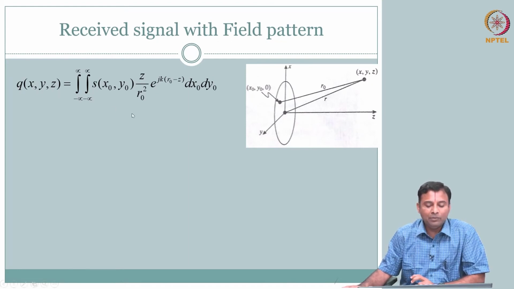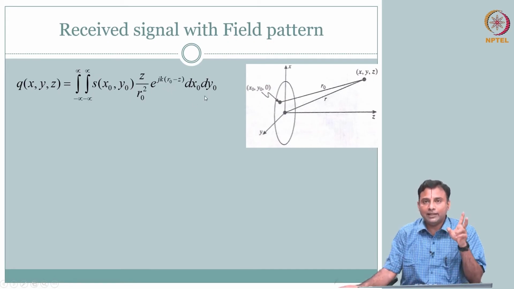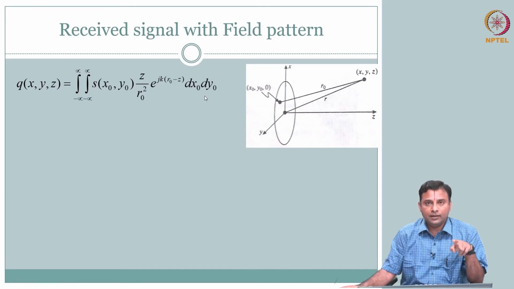So, the 2 identical double integrals will be like this: s of x naught, y naught, z by r naught square, e power j k of r naught minus z. By making this plane wave approximation, we have reduced the 4 integrals to 2 identical double integrals. So, this is one of them. Why is this convenient? Well, at least this is only 2 integrals. Q square is what I will be interested in.